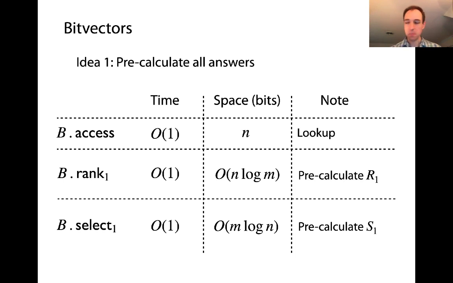So that's big. I mean, the amount of space that we need to answer the access query, which is just n bits, is pretty small compared to the amount of space we need to answer these queries, right? We've now got multiplicative log of something factors.